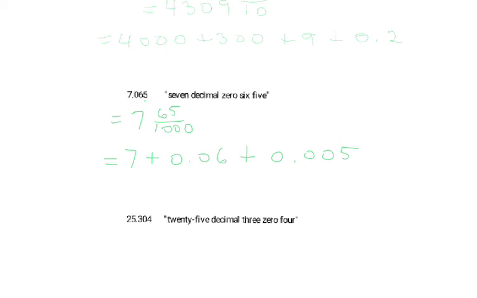And then the last one, 25.304, we can write it in fraction form as 25 and 304/1000ths, or 20 plus 5 plus 0.3 plus 0.004, because there are 2 placeholders before the 4 there. And that's it for this lesson.